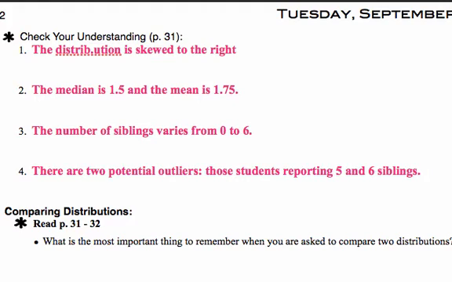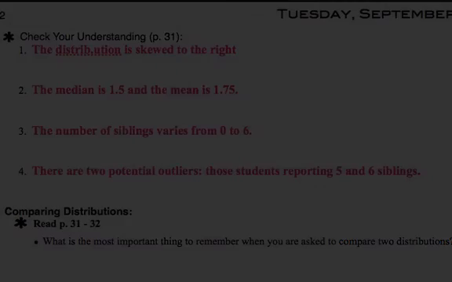Describe the spread of the distribution. The number of siblings varies from 0 to 6. Identify any potential outliers. Well, there's two potential outliers, and those are the students reporting 5 and 6 siblings.